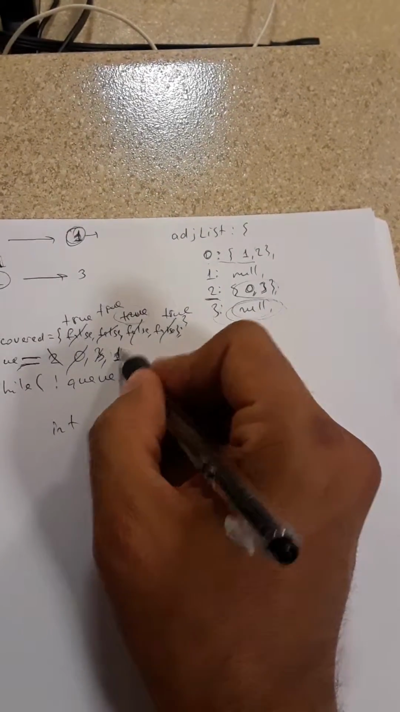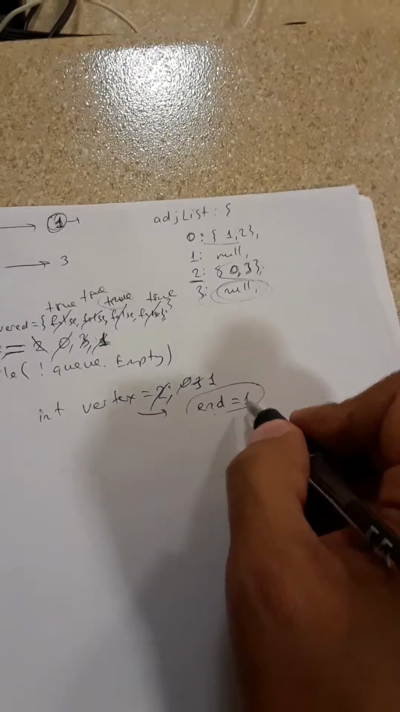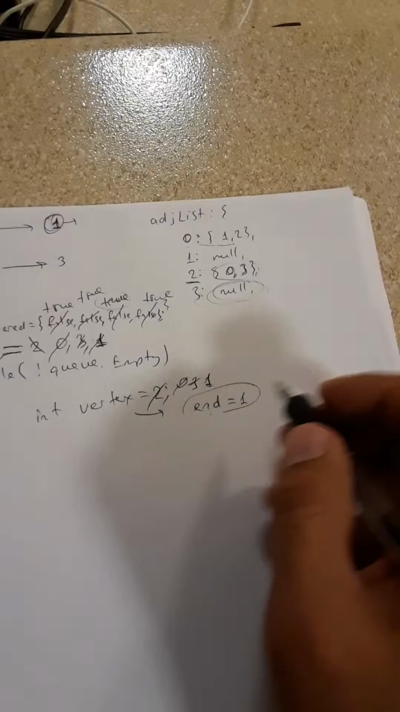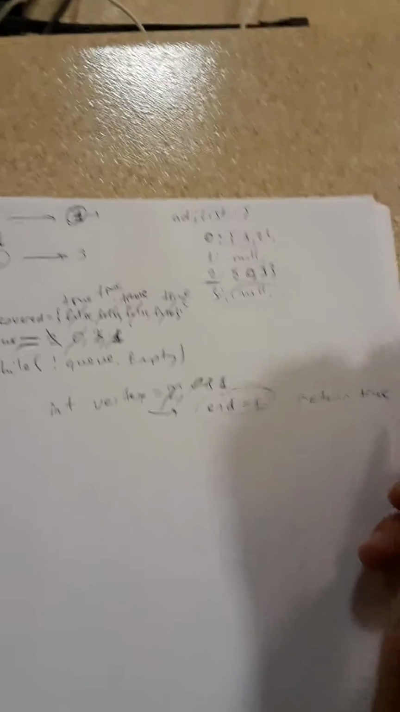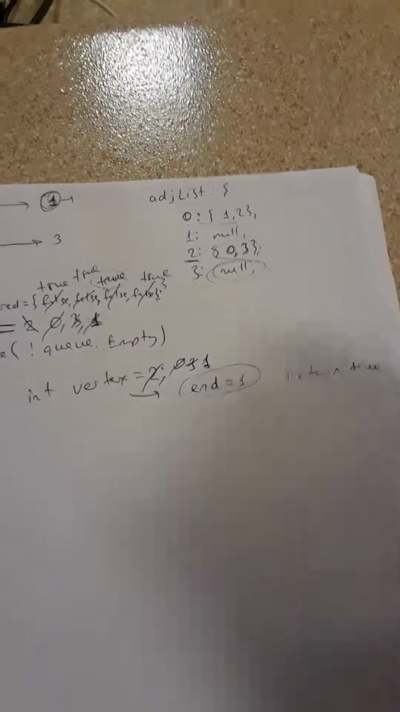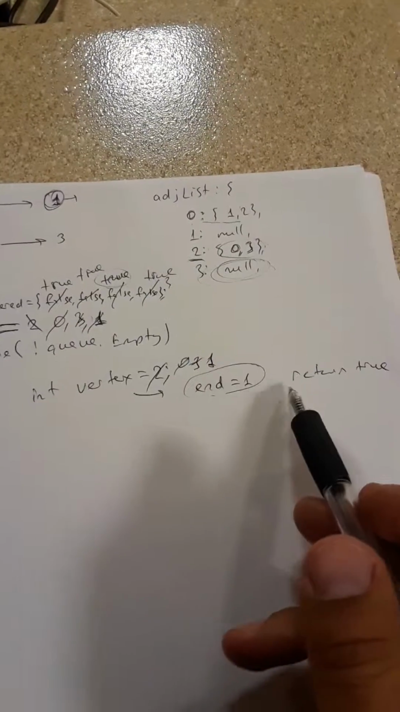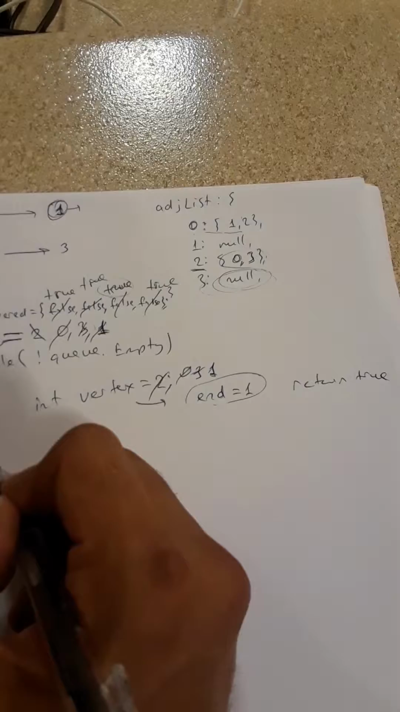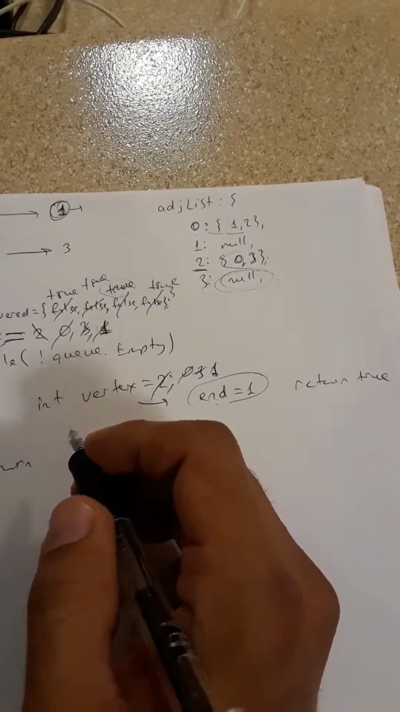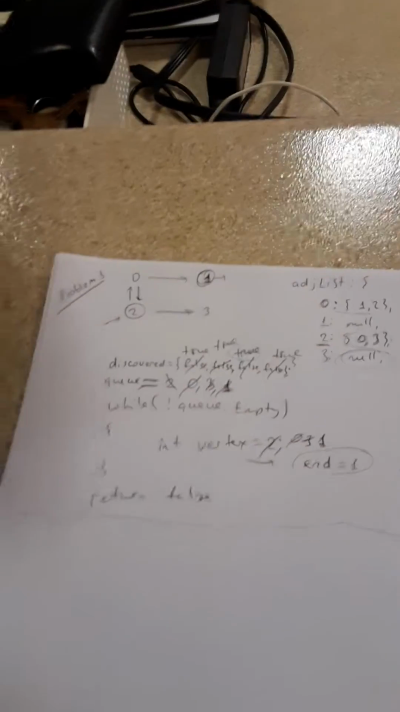So from here we'll just pop it, push it to vertex and check if it's equal to 1. At this point we will see that it's equal to 1. That's why we will just return true. Otherwise, if we are not able to find this connection, we will just return false. So let's check how our code will look.